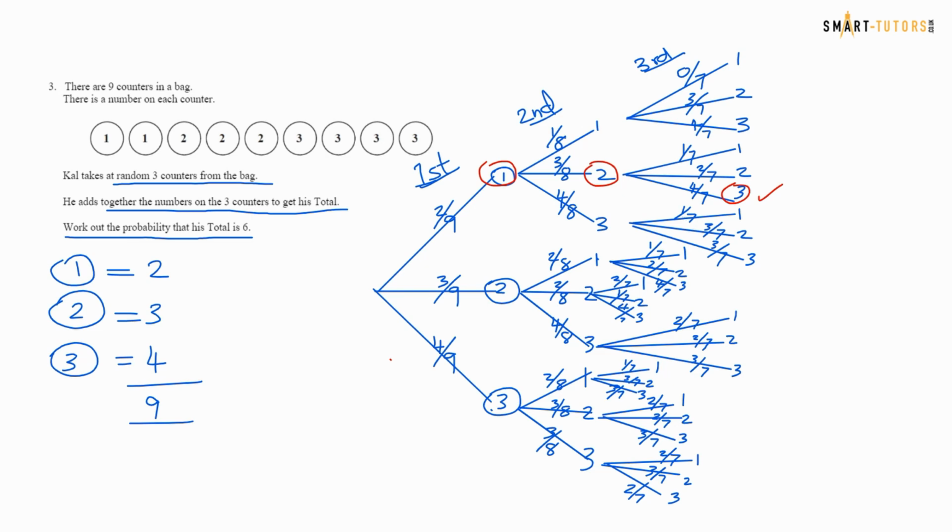So for this one, 2 upon 9 times 3 upon 8 and 4 upon 7 is one of the answers: 1, 2, 3. Then 1, 3, 1 is not going to come. 1, 3, 2 is going to come. So 1, 3, 2 is 2 upon 9, 4 upon 8 and 3 upon 7.